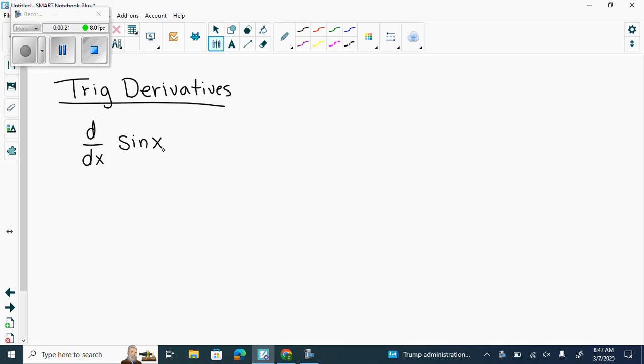Just kidding. d over dx sine x. Does sine start with a c? This is not a hard question. No. So our derivative is going to be positive. And the derivative of sine x is cos x.